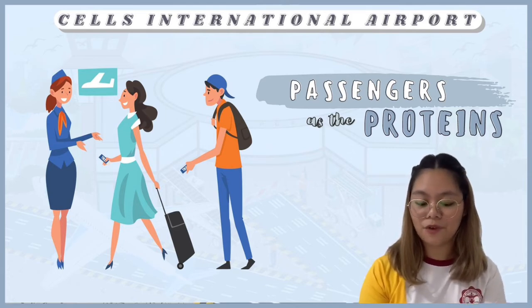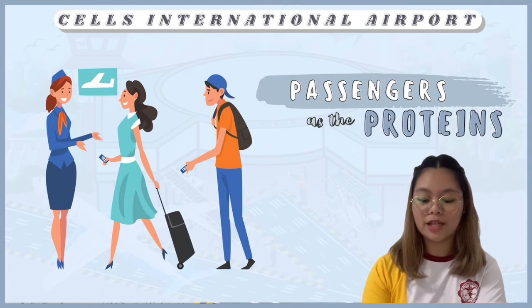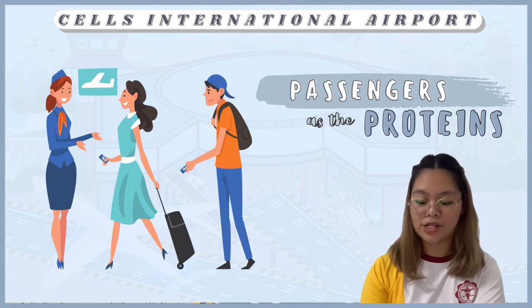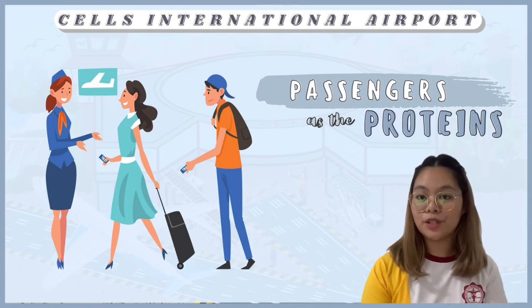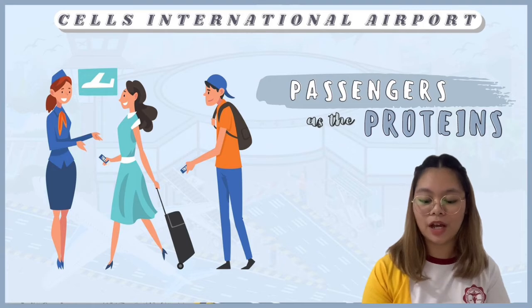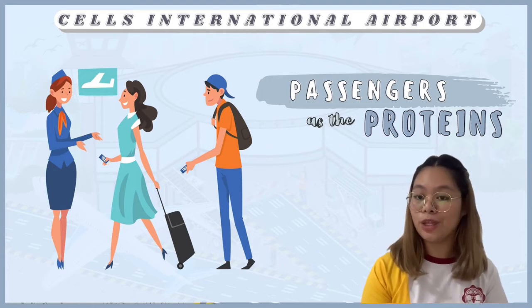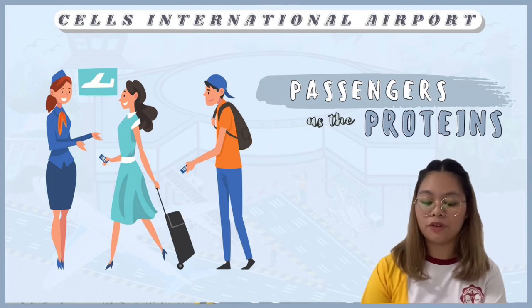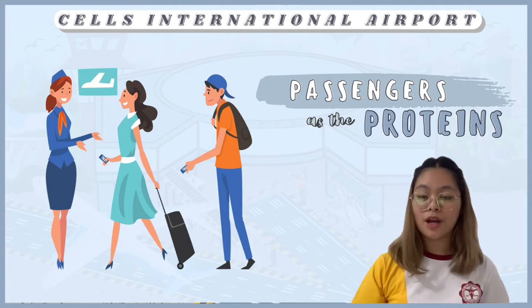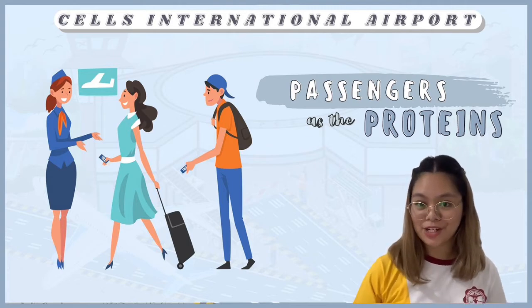The passengers have gone through multiple processes in the airport facilities before proceeding to be transported to different locations. So in cells, this can be related to the protein. The proteins, similar to the passengers, are the ones being transported through the endoplasmic reticulum. It aids in the repair and development of the body's tissues as well as allowing metabolic responses and coordinating biological operations.